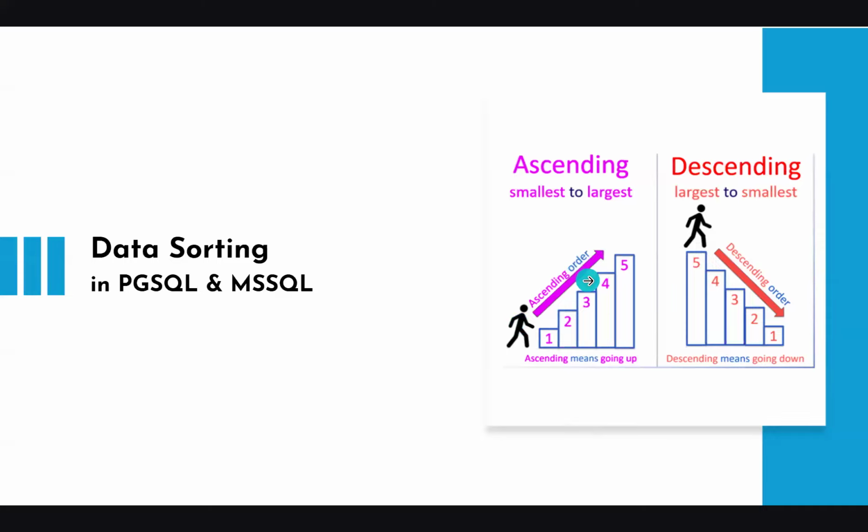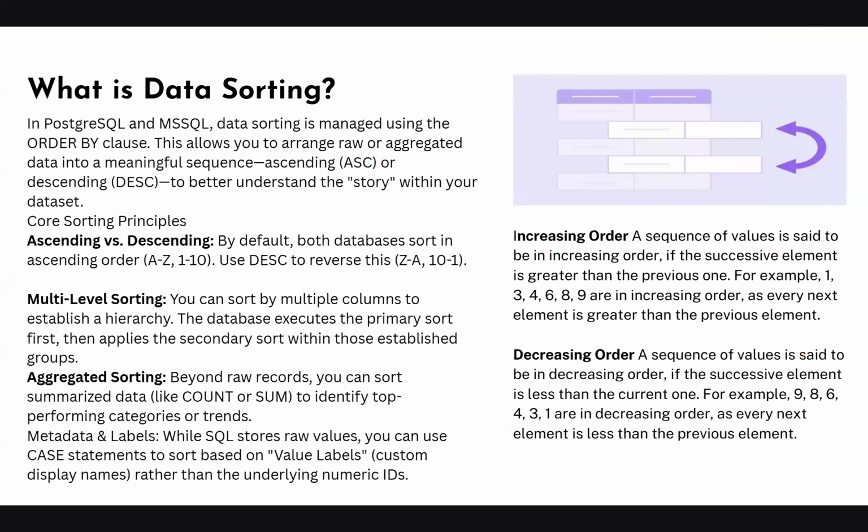So this sorting can be applied on string values, numeric values, and date values as well. With string values, A to Z, Z to A. With date values, January to December, December to January. With numbers, lowest to highest, highest to lowest. This is how the data will get sorted in real time. We write the condition in the order by clause.